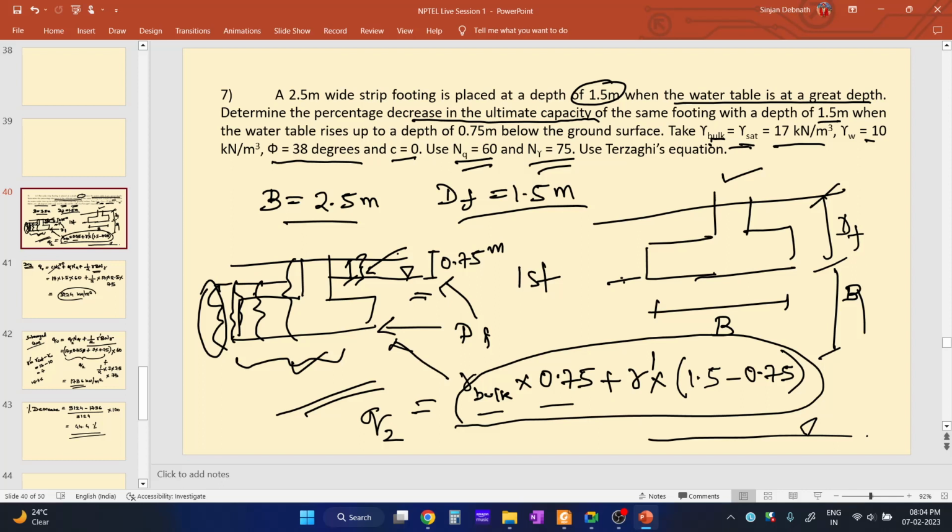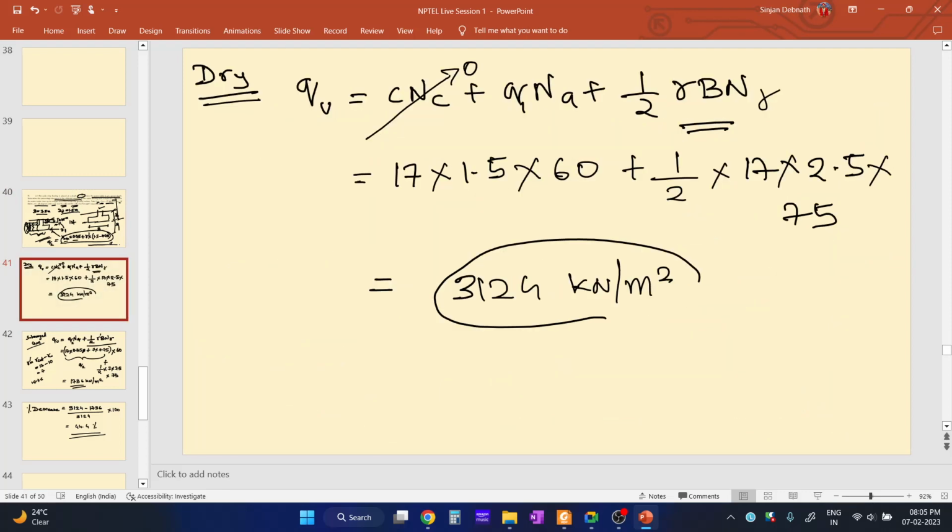So what will be the value of Q at Df? It is only Df into gamma. Gamma bulk is 17, so 17 into Df, which is 1.5. So Q1 is only gamma into Df. So this one is Q1.